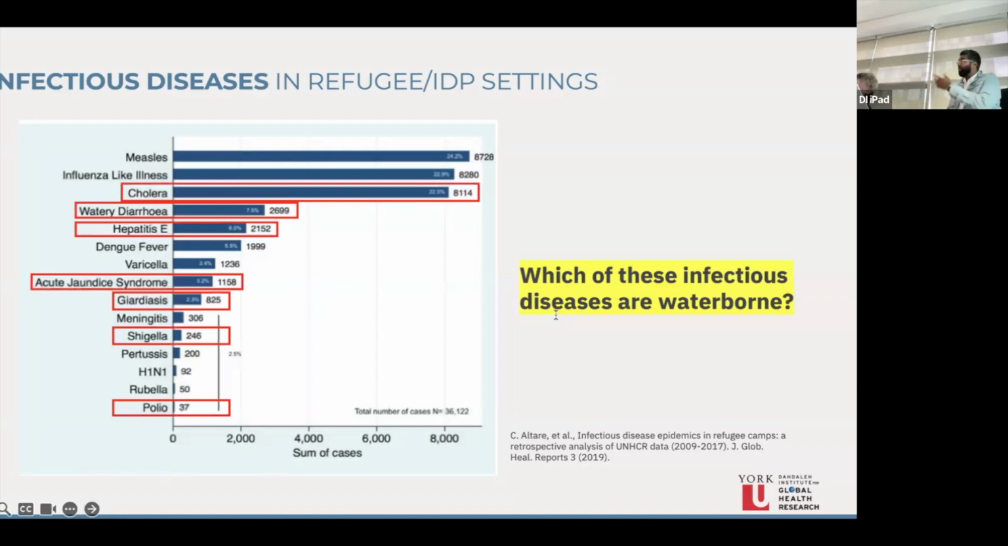Cholera, yeah. Watery diarrhea, hepatitis C, acute jaundice syndrome, which is often hepatitis E but may have different etiologies. Giardiasis, Shigella, polio, which we're seeing a resurgence of now in Gaza, having already been eliminated, because of the destruction of water and sanitation systems. There's now an infant who's paralyzed because of polio.